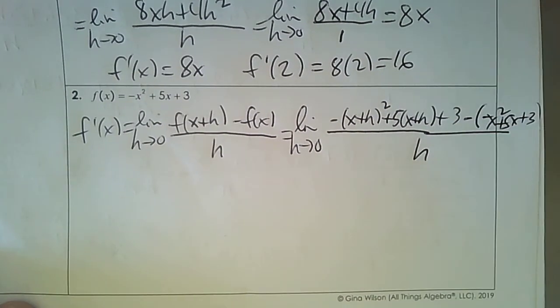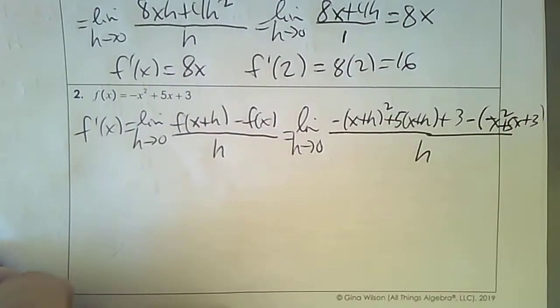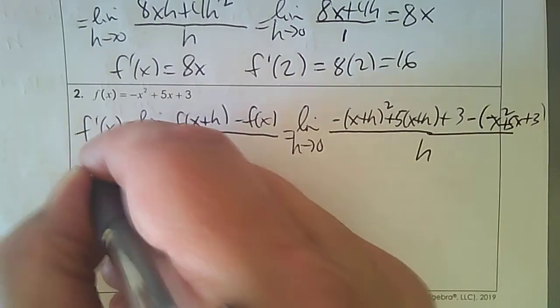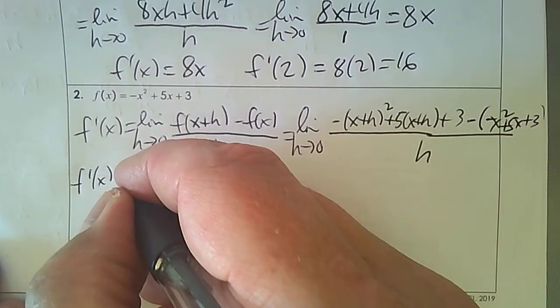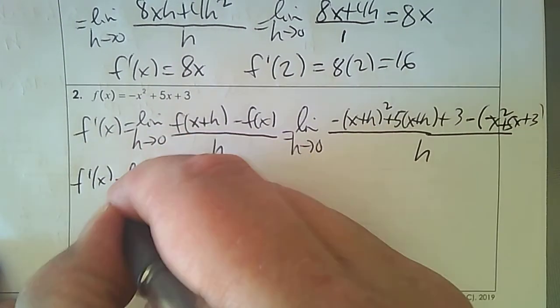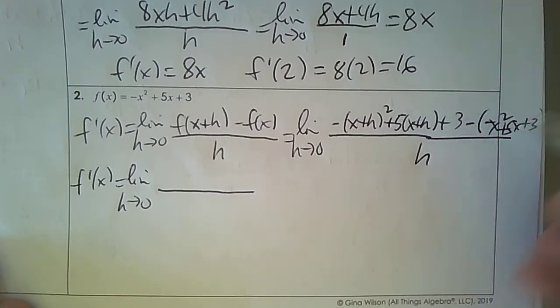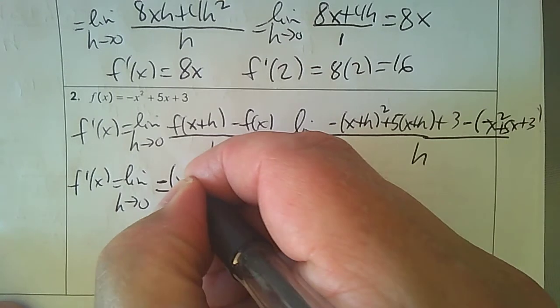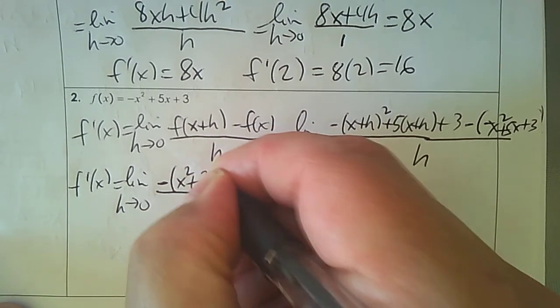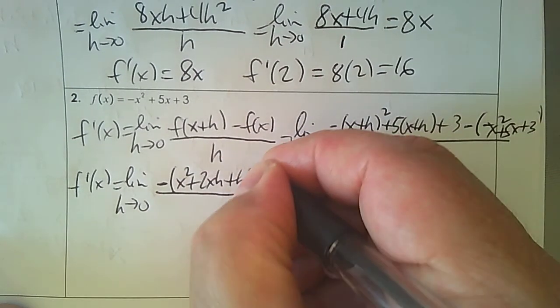So if I expand this, this would be x squared plus 2xh plus h squared plus 5h plus 3, and then plus x squared subtract 5x minus 3. Now, if I did this correctly, then only the h's will remain.